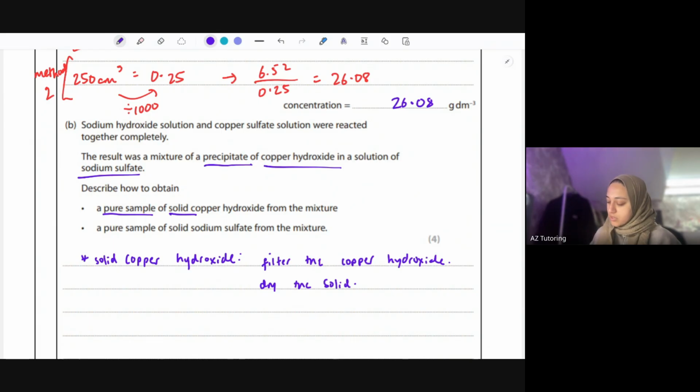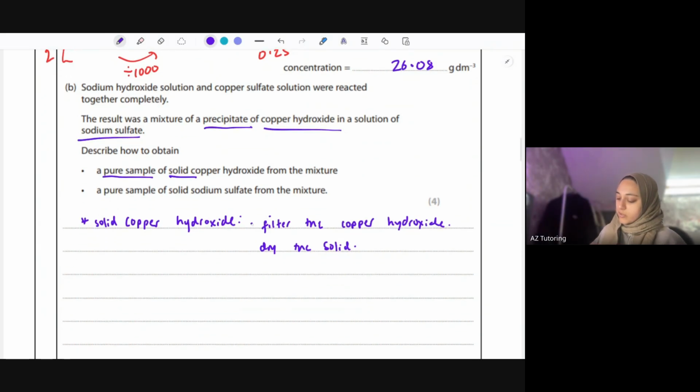because it is a solution. For both of them are solutions. When they then react, you want to get that solution out for it to become solid. Okay, so that's your 2 marks for the solid copper hydroxide.